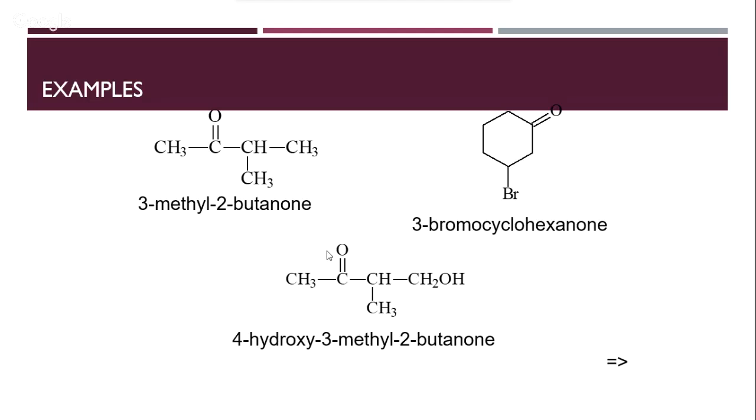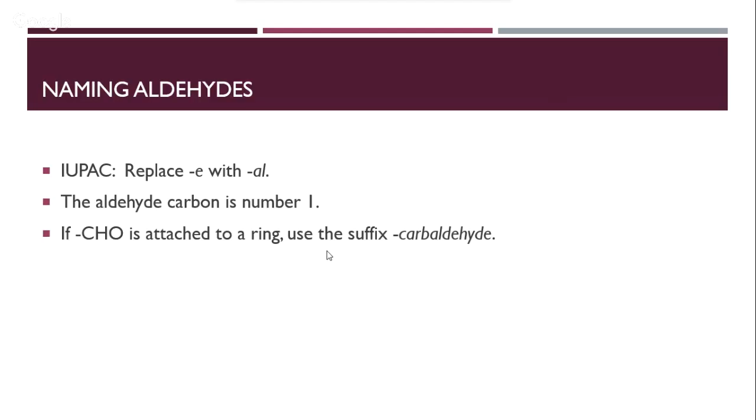So there is a priority list of functional groups that IUPAC has defined. IUPAC clearly mentions which has to be preferred over which. So that's how this would work. Okay. Now, naming the aldehydes. Aldehydes are named with the e being replaced with an al.